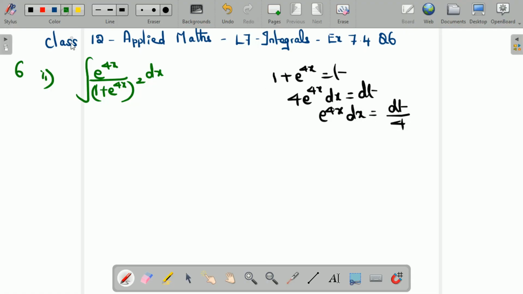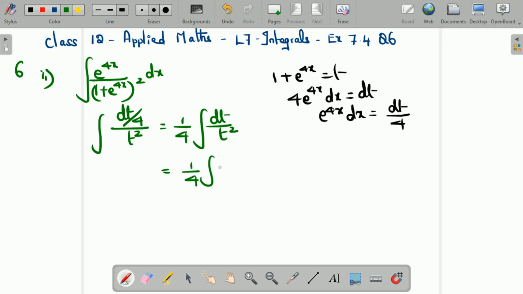Now let's put this value in the integration back. So the numerator will get reduced to dt divided by 4. The denominator will simply become t squared. I'm taking the 1 by 4 out. So 1 by 4 integral of dt divided by t squared. This can be written as 1 by 4 integral of t^(-2) dt.